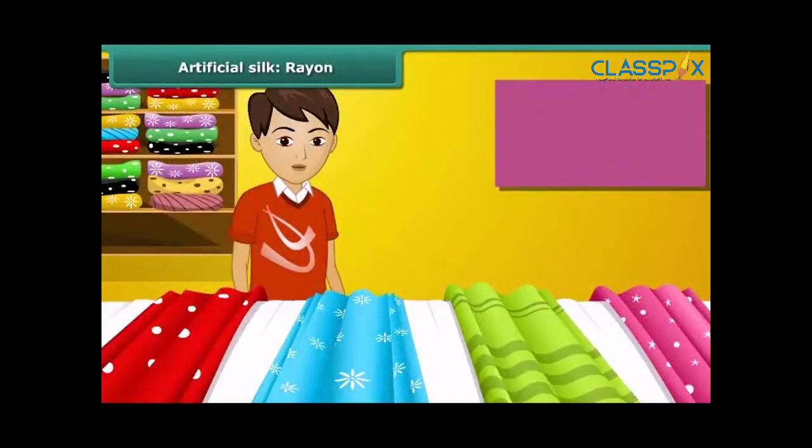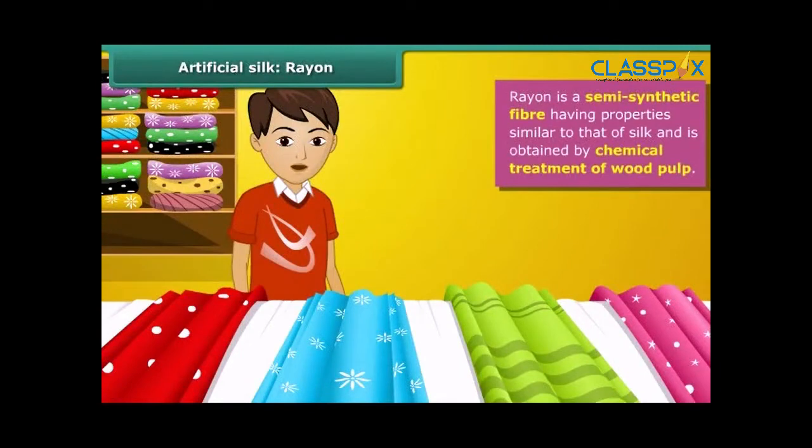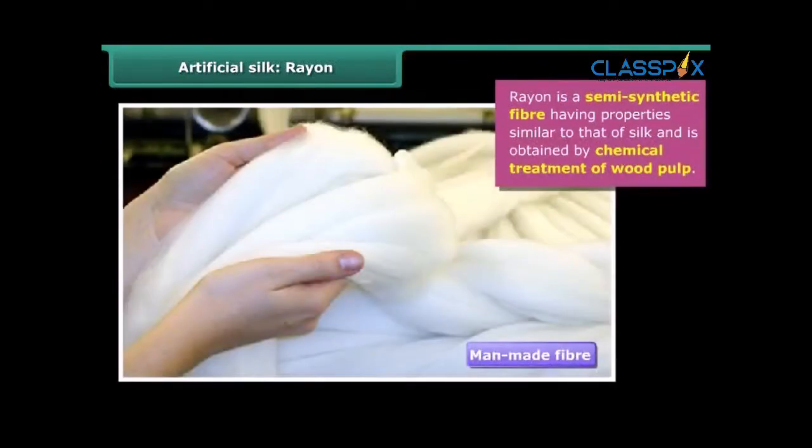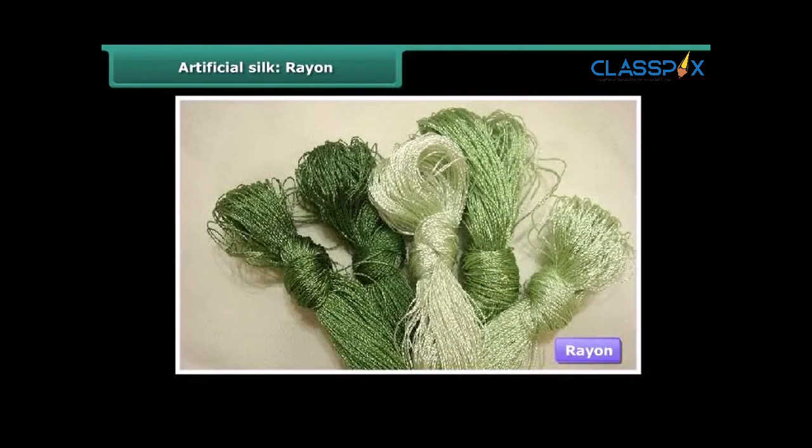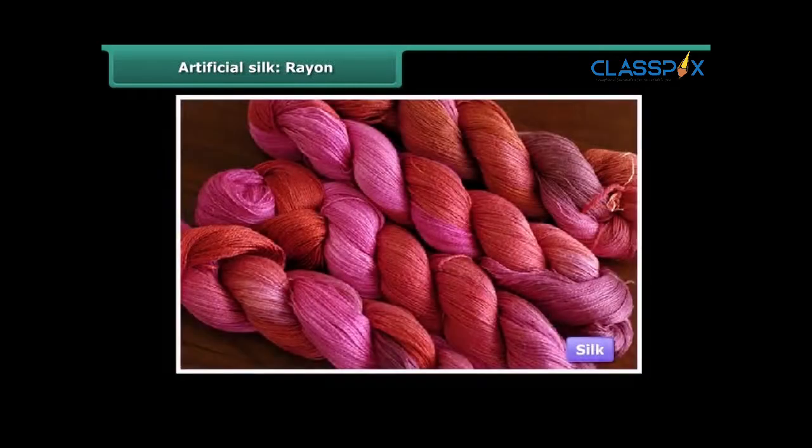Do you know that rayon is a semi-synthetic fiber having properties similar to that of silk? Can you guess why it is called a semi-synthetic fiber? It is a man-made fiber obtained by chemical processing of wood pulp, which is a natural resource. Do you know that rayon is also known as artificial silk? It is cheaper than silk but resembles it.